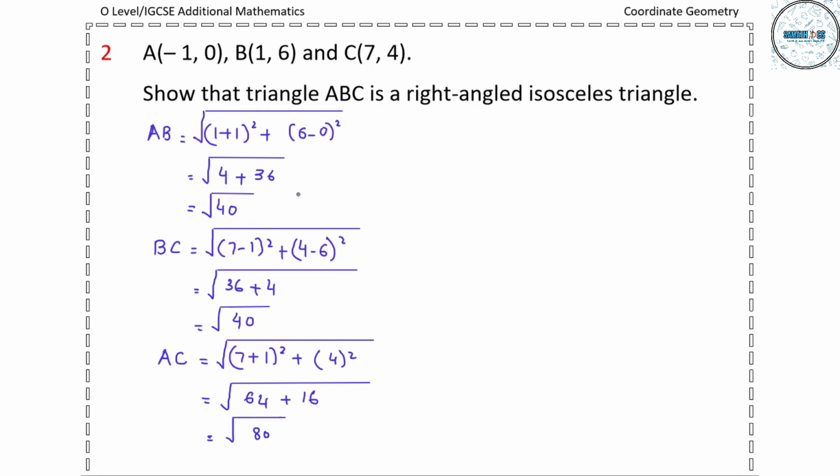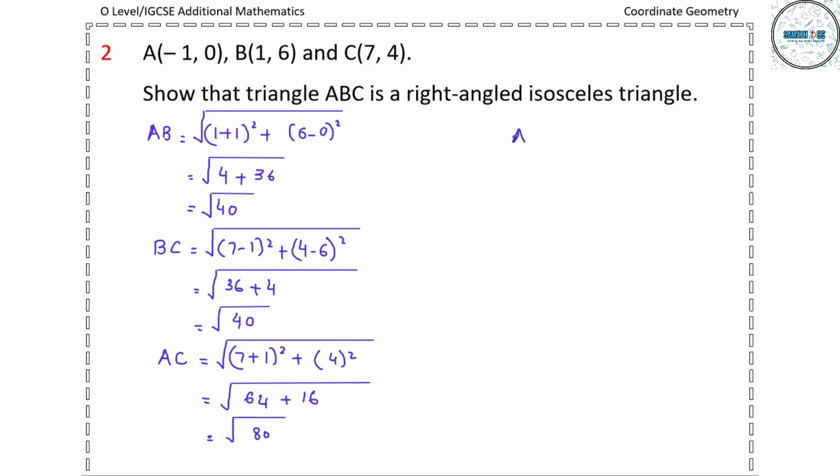Two sides are same, so we can say that it is an isosceles triangle. Now we have to check whether it is right angle or not. These two sides are same and this is the longest side. So here as well, we will use Pythagoras theorem to prove whether it is a right angle triangle or not, for which we will see which is the longest side. The longest side is AC.